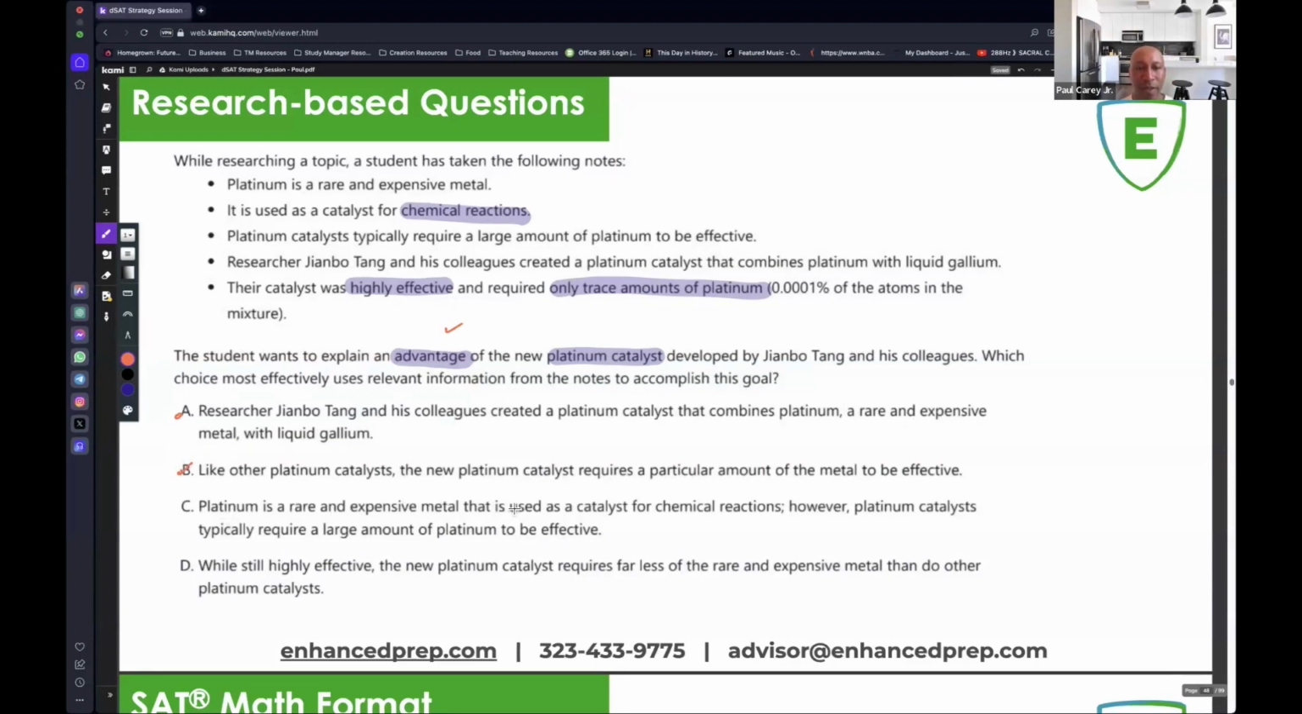Platinum is a rare and expensive metal that is used in catalysts for chemical reactions. However, platinum catalysts typically require a large amount of this to be effective. Okay, that kind of works, but it's a little bit different. So we'll get rid of A as well because that kind of didn't work. While still highly effective, the new platinum catalyst requires far less of the rare, expensive metals than the other catalysts do. Cool. That one works perfectly and it answers the specific question that we were asked.